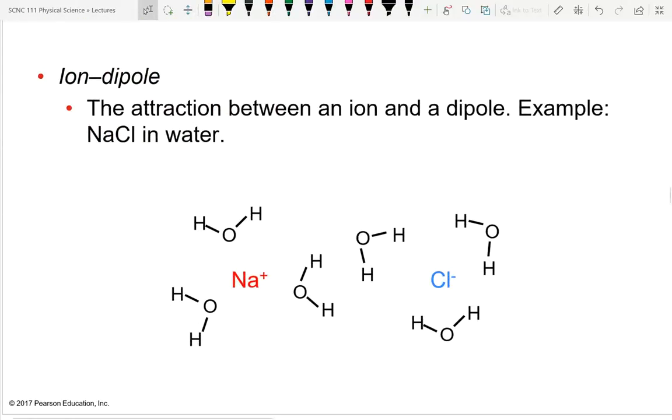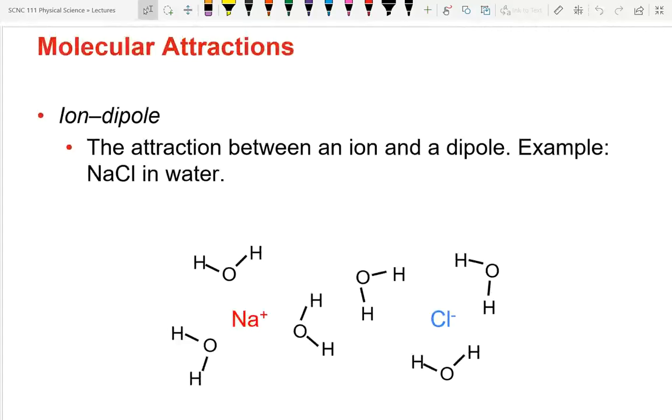Now, we talked about dipole attractions just a moment ago, but I'm going to start by talking about the strongest of the attractions between molecules. Ion dipole. And we have a simple example. If I put salt in water, what happens to the salt when I put it in water? It dissolves. The sodium is actually broken apart from the chlorine so that I'm going to have sodium ions and chlorine ions. Remember, an ion means it has a charge, it's not neutral.